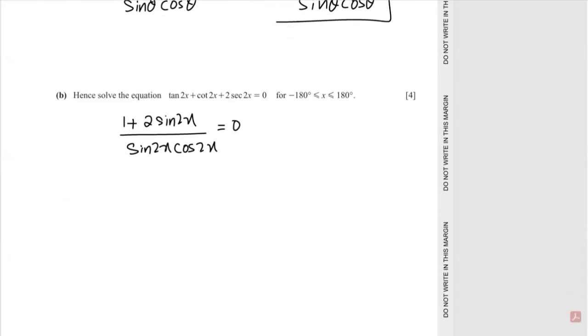Okay. And always change your domain accordingly. The reason being that you are not solving this for x. Instead, you're solving it for 2x.